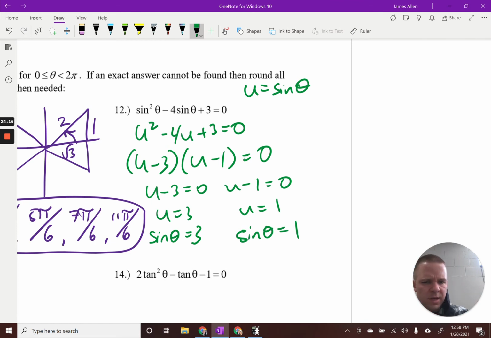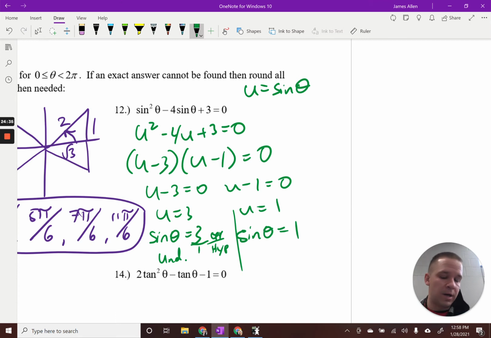Sine of theta equals 3 is the same as 3 over 1. Opposite over hypotenuse. Doesn't the hypotenuse have to be the longer side? So this one's undefined. No solution over here, okay? No solution on that end.